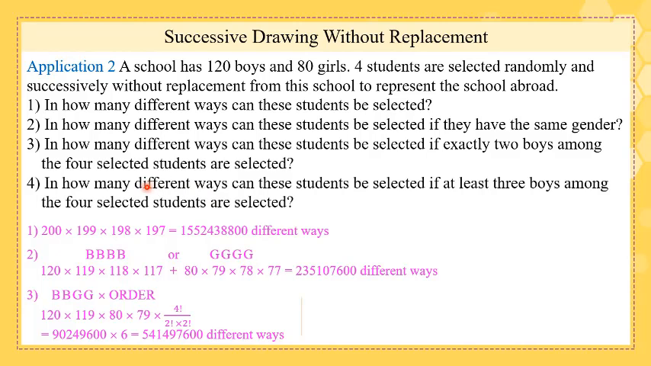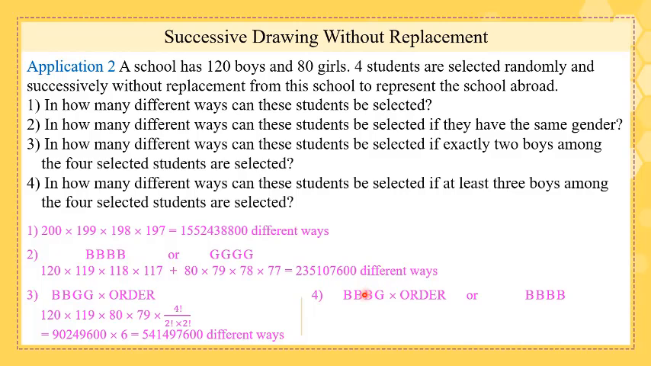Now let's see the last case. In how many different ways can these students be selected if at least 3 boys among the 4 selected students are selected? So we need here at least 3 boys. So we need 3 boys and 1 girl or 4 boys. This is the meaning of at least 3. Try also to do it alone. Remember, we have two cases.